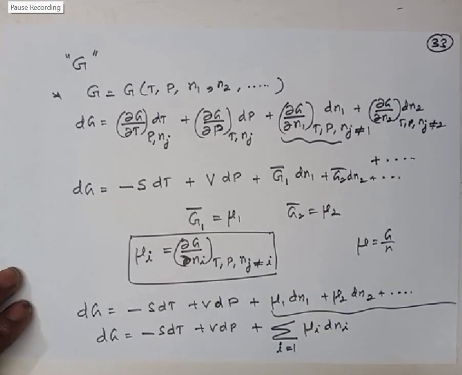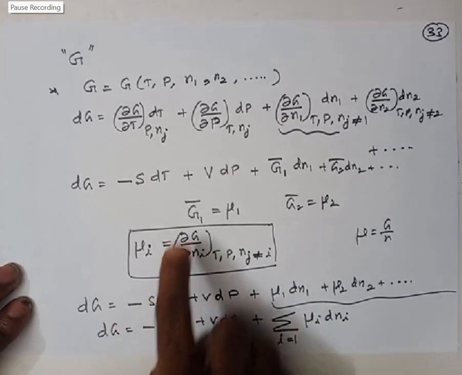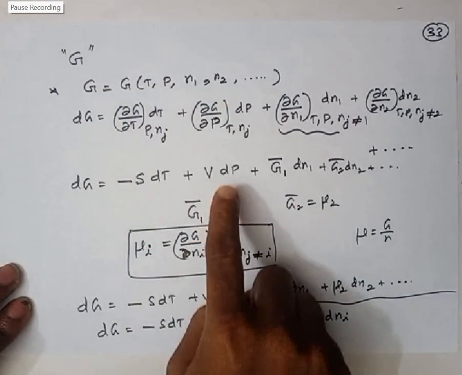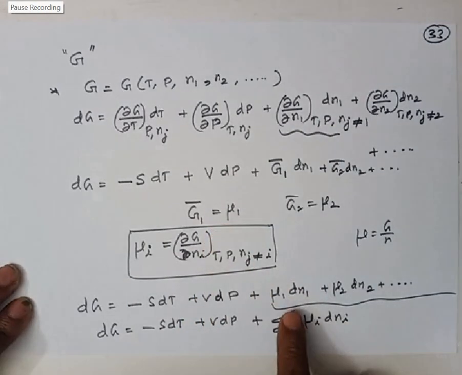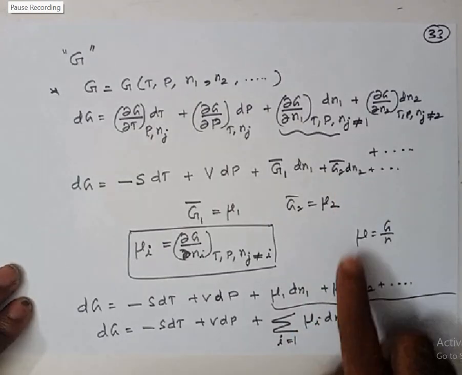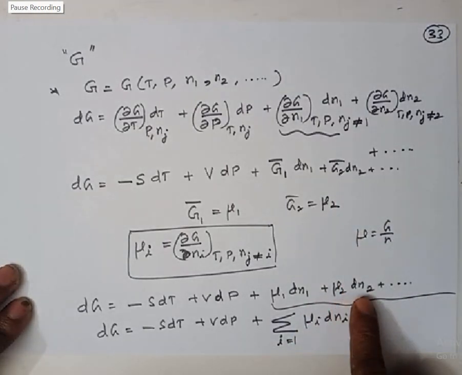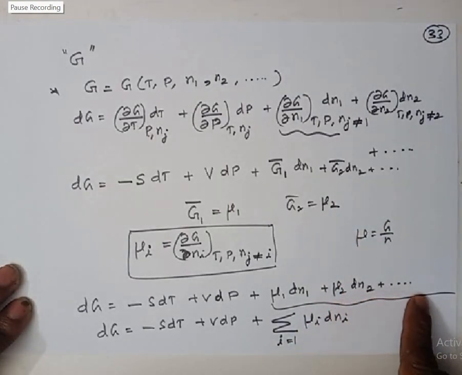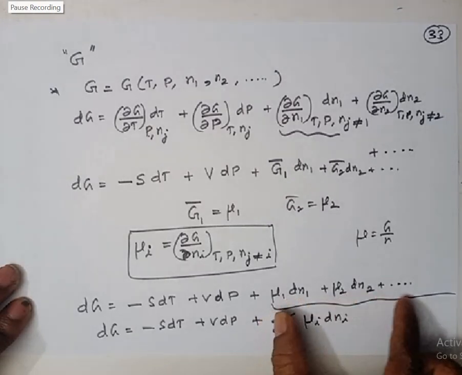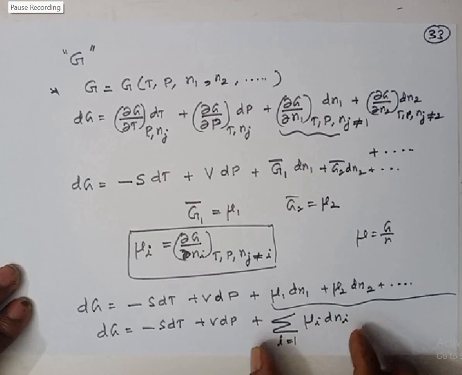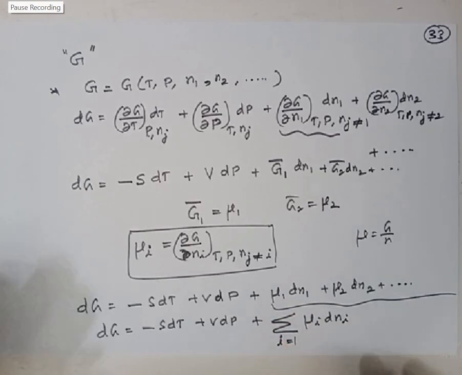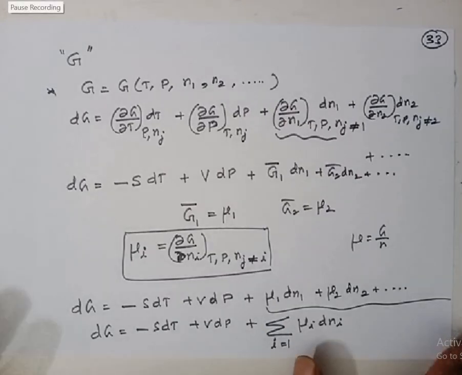Take note, so this equation becomes minus SdT plus VdP. Instead of G1 bar, I'll put mu1 into dN1, and instead of G2 bar, I'll put mu2 into dN2, plus etc. We have so many terms here, so in short we can write the summation of mu i into dNi.